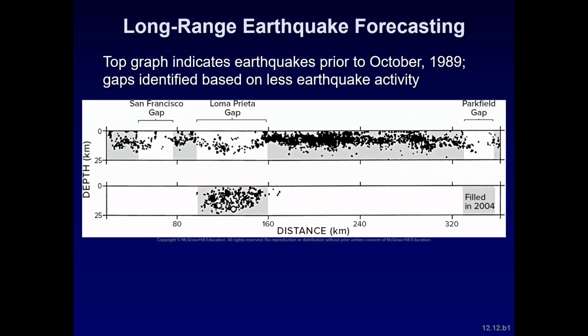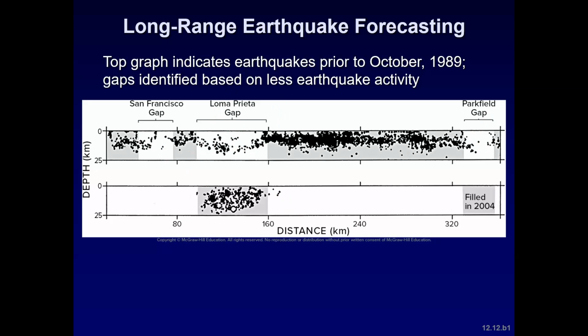Okay. Earthquake forecasting is important. I've said we can't predict exactly when earthquakes will happen, but we can look at the trends of data over time. So this top graph indicates earthquakes that happened along the San Andreas Fault over time. We can identify gaps like the San Francisco gap here, the Loma Prieta gap, the Parkfield gap, when things weren't really happening that much.